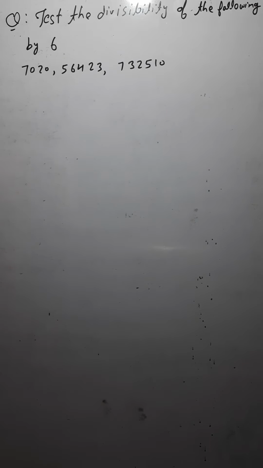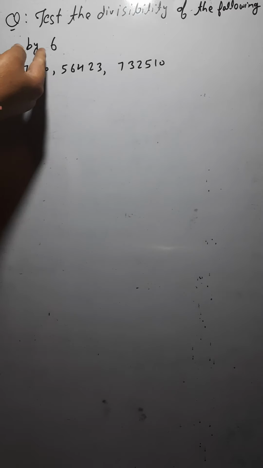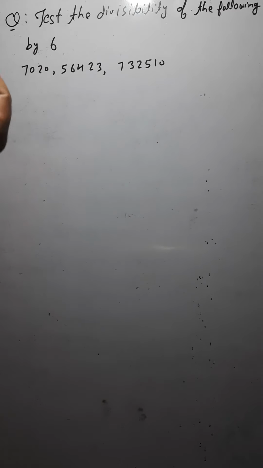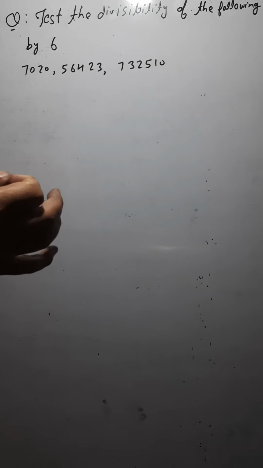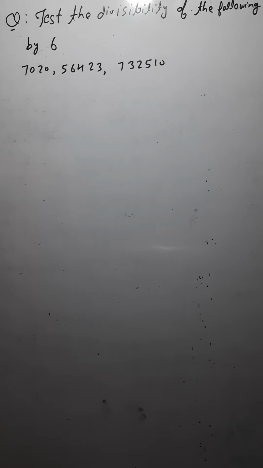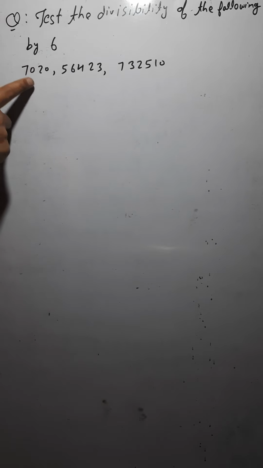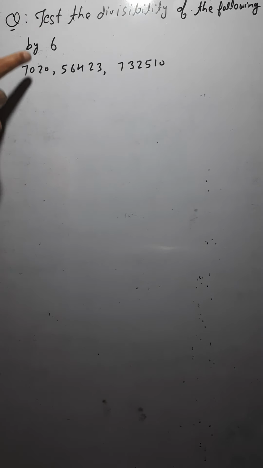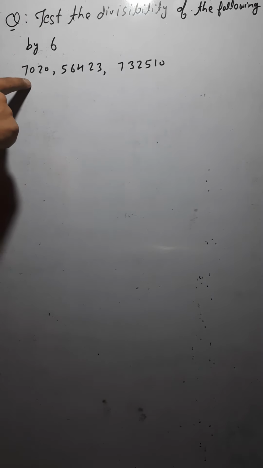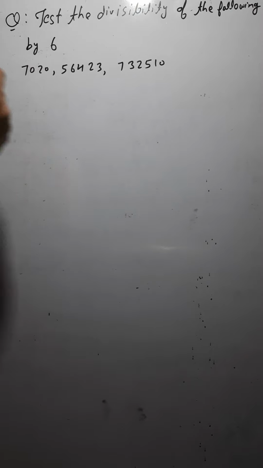Listen, a number would be divisible by 6 if it is divisible by 2 and 3. Remember this. If a number is divisible by 2 and 3 both together, then that number would be divisible by 6 also. Are you getting this? If a number is divisible by 2 as well as by 3, then that number would be divisible by 6 also. So let's check 7020 first.